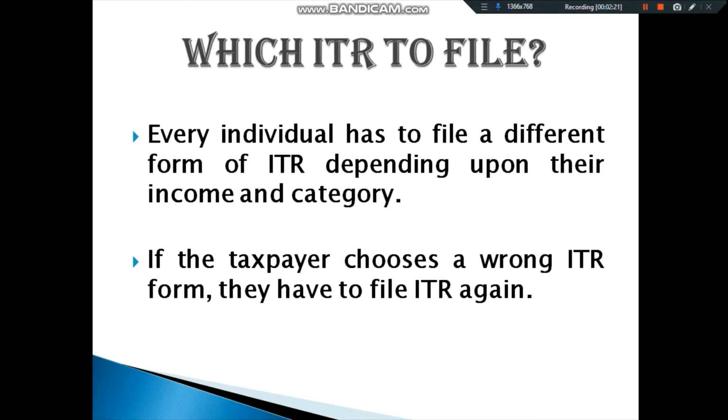Now which ITR to file? Every individual has to file a different form of ITR depending on their income and category. If you are under a certain income and in some category like company or individual or HUF, you have to choose ITRs from that. And if you file any ITR wrongly, then you have to file an ITR again. Like if you are eligible to file ITR 2 but you mistakenly filed ITR 1, you have to file your ITR again with ITR 2.